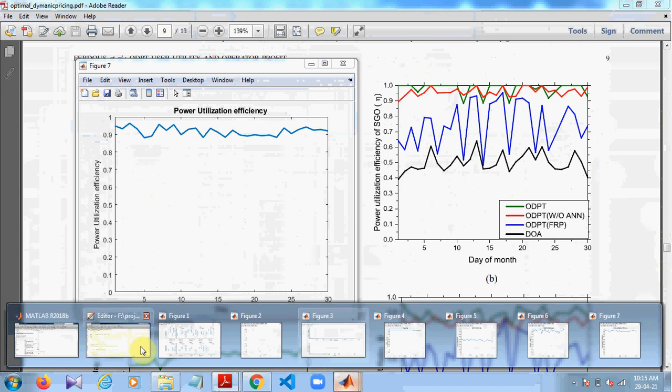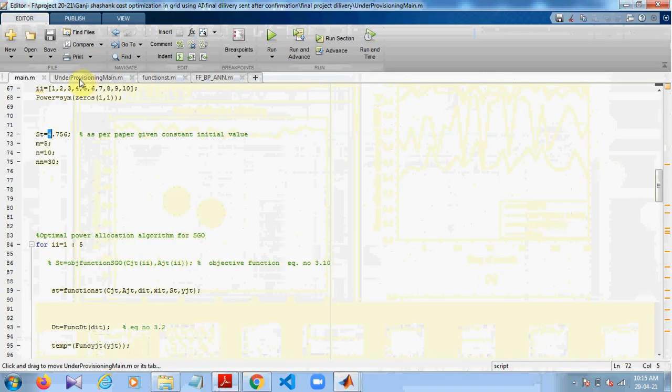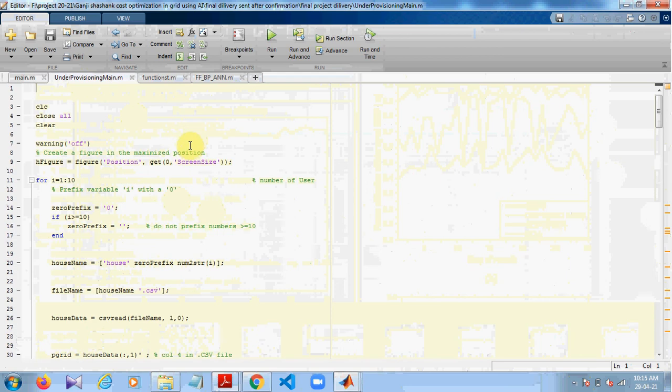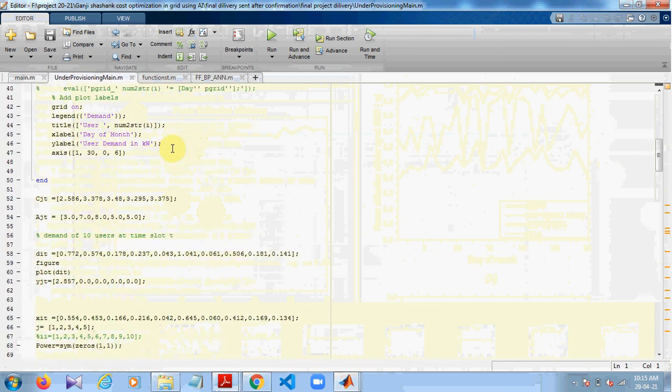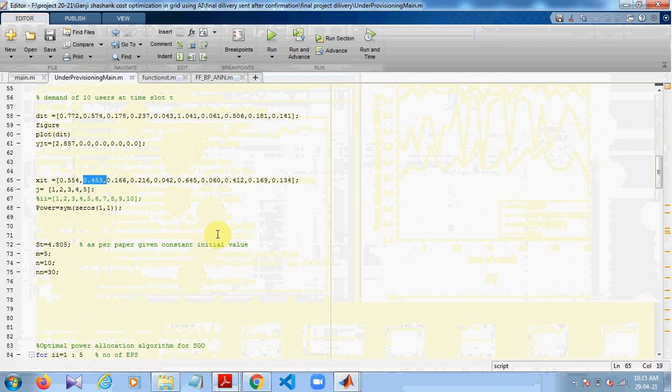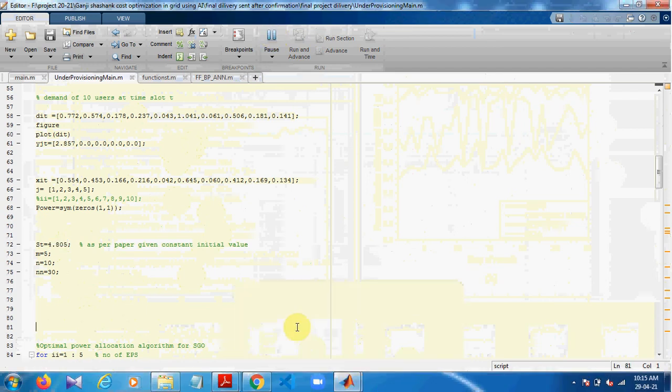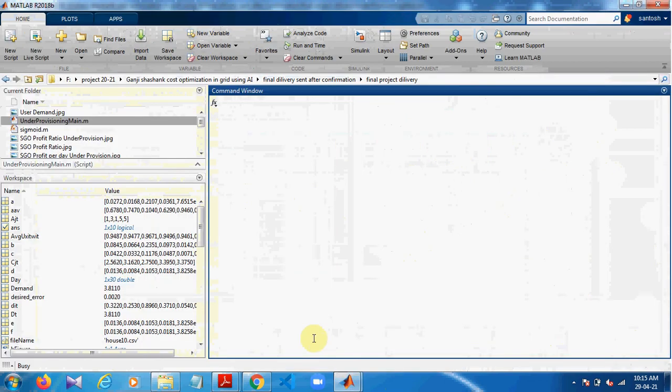Likewise, we will run the under provision scenario. Now this second program is for under provision. Both the programs are the same, only we have changed the values of CJT, AJT, DIT, YJT and XIT as per the paper. Also the selling price ST is 4.850 in the second scenario, whereas in the first scenario it was different. So I'll run this function for the under provision scenario. Again, it will execute all the functions as before, the objective function, neural network, everything, and it will print various results.